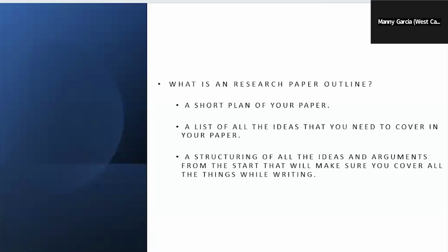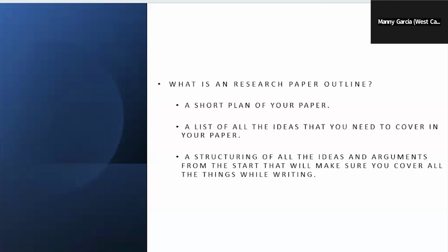All right, so today we're going to be going over the research paper outline. So what is it exactly? It's going to be a short plan of your paper, a list of all the ideas that you need to cover your paper, a structuring of all the ideas and arguments from the start that will make sure you cover all the things while writing. So in many ways, it is an organizational sheet. It's going to tell you specifically what it is you're going to write about, how you plan to present the information. That's very important. And also what pieces of information you're going to want to use.